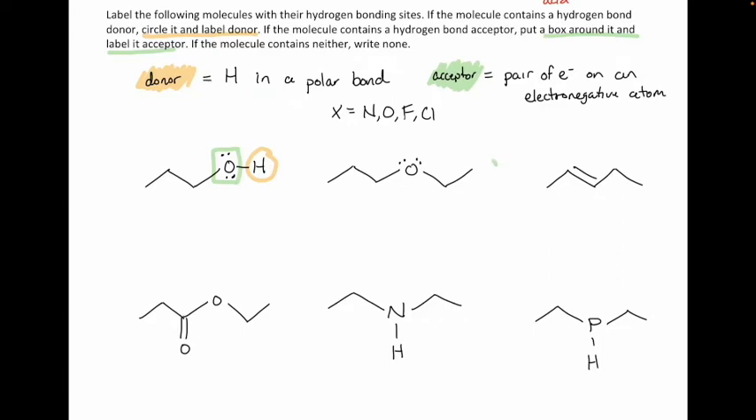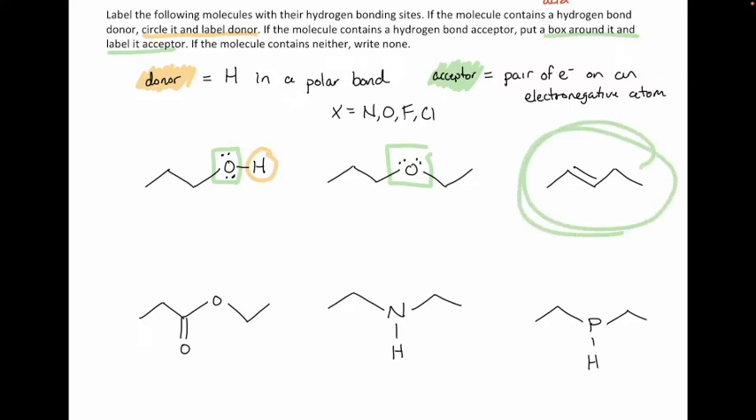So first of all, what functional group is this right here? An ether, right? So our next chapter review would be on ethers. Are ethers hydrogen bond donors or acceptors or both? They're acceptors because they have a pair of electrons on an electronegative atom. So this guy right here is an acceptor. Does it have any donors? No, because that oxygen is bound to two carbons, not to any hydrogens. So this is an example of a molecule that has an acceptor, but no donor.